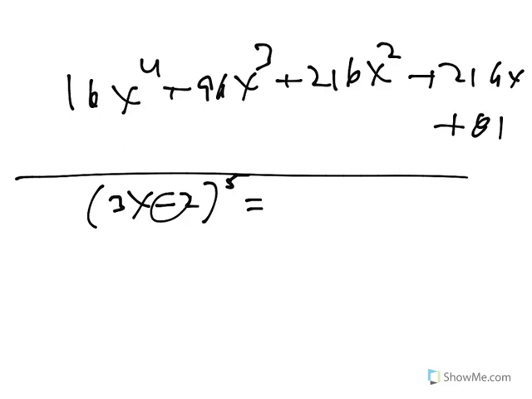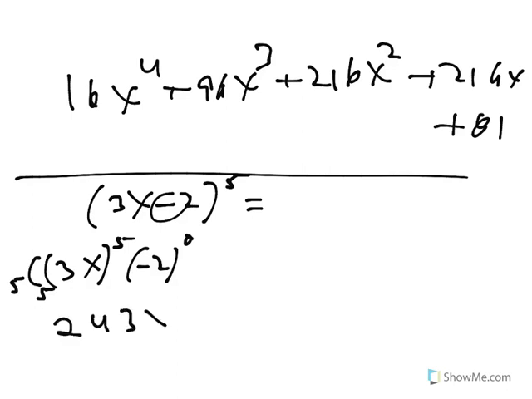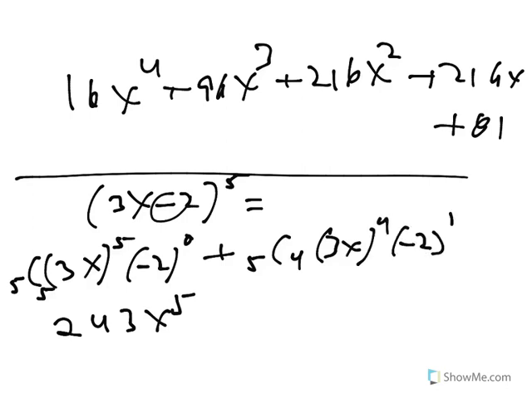If the b is negative, this is going to start off as 5C5, 3x to the 5th, negative 2 to the 0, which is just the same thing as 243x to the 5th. The second term is going to be 5C4, which is equal to 5 times 3x to the 4th times negative 2 to the 1st, and when you combine that together, you get minus 810x to the 4th.